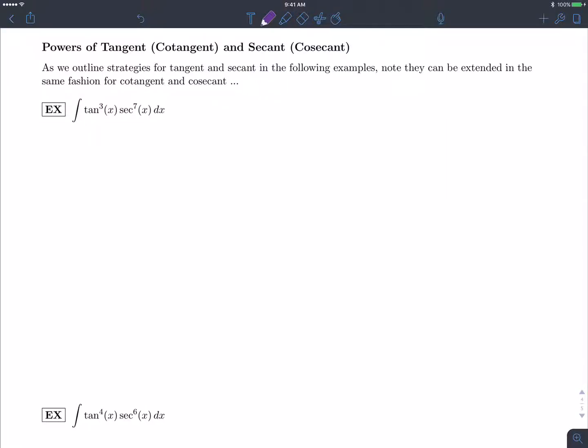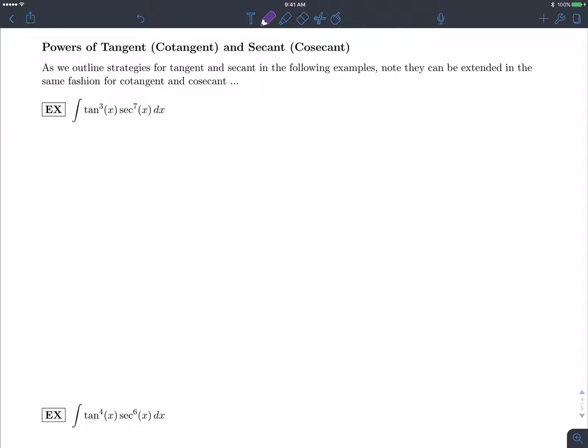So now we're going to start to talk about some examples that involve powers of tangent and secant, or cotangent and cosecant. In general, anything that I say as far as a tip for tangent and secant can be interchanged for cotangent and cosecant because their identities and their derivatives are extremely similar. So in this case, we're starting off with tangent cubed times secant to the power of 7. So it's always good to remember the derivatives of tangent and secant in this case.